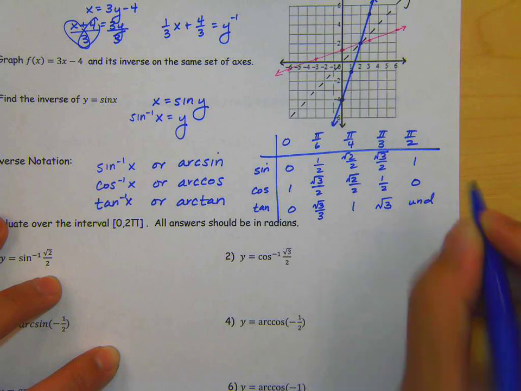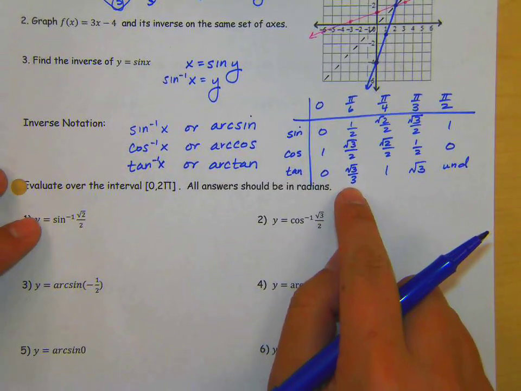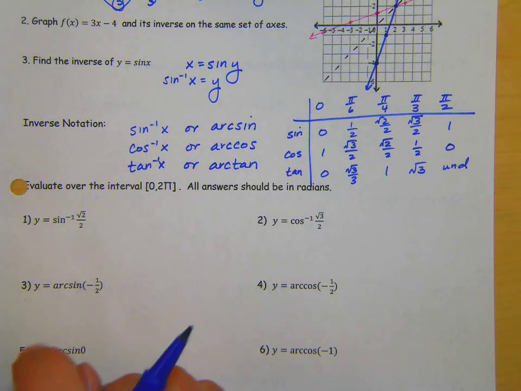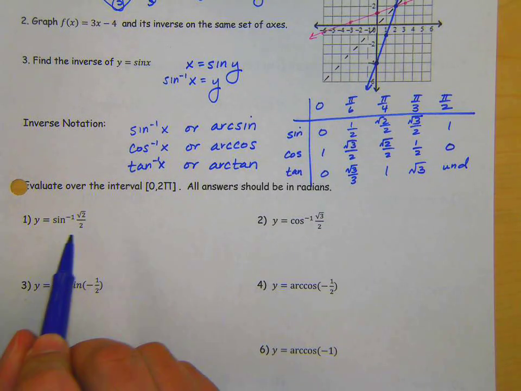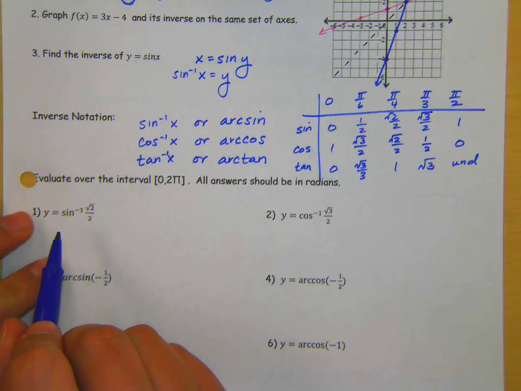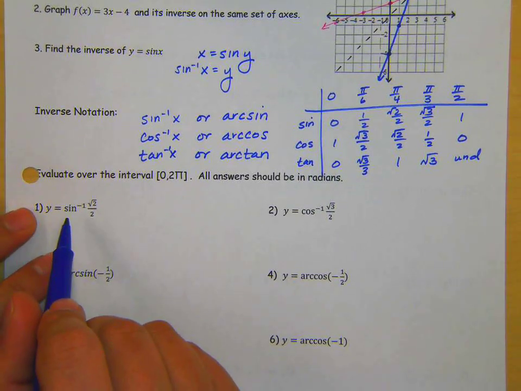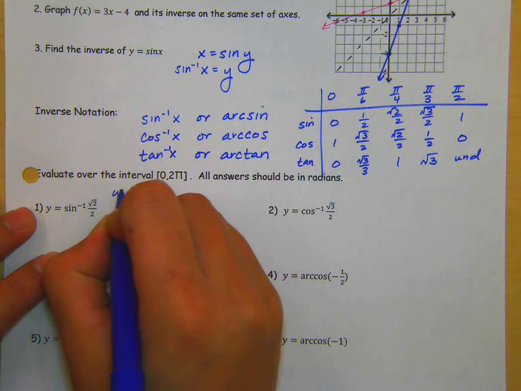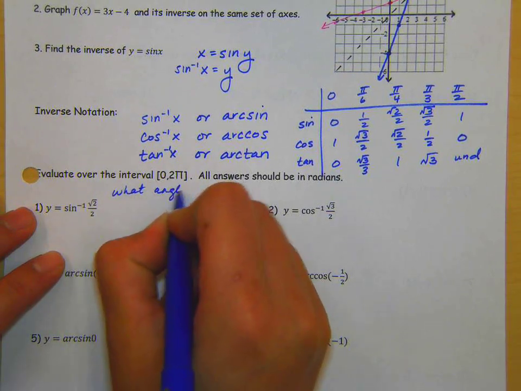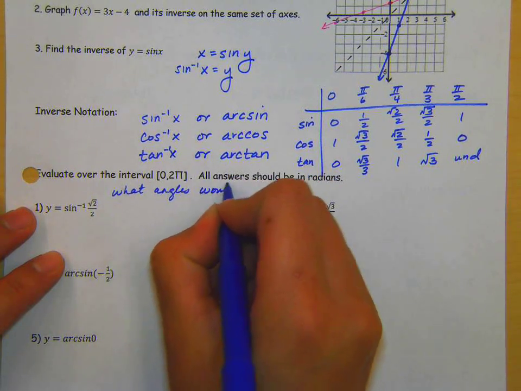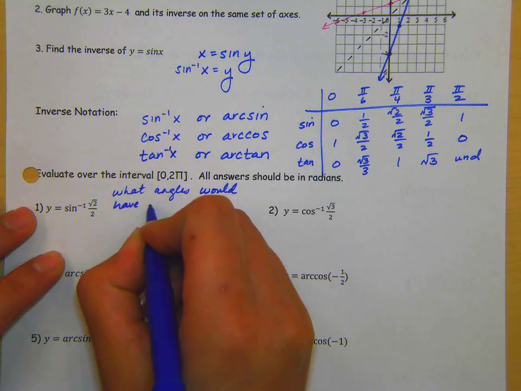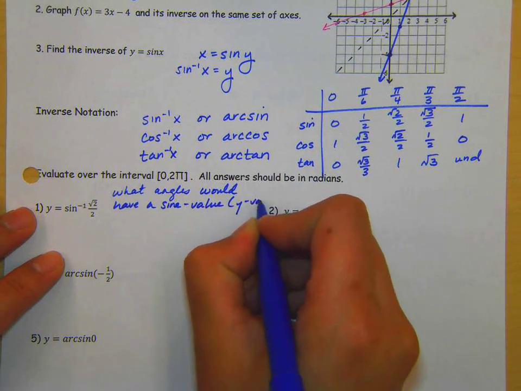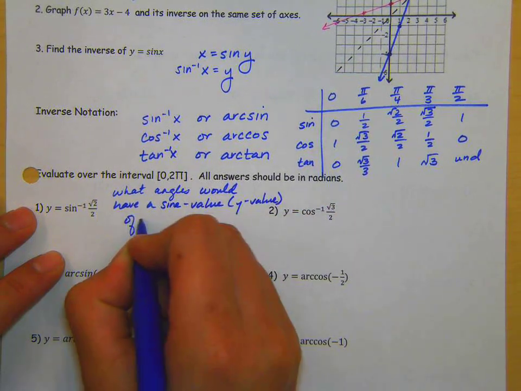Okay, so now that we have that done, I am going to use a mixture of this as well as all students take calculus to help me figure out the angles that are going to be the answers. Okay, so for number 1, what we're thinking is, okay, what's the inverse sine of root 2 over 2? So in our heads, we're thinking, what angles would have a sine value or y value of root 2 over 2.